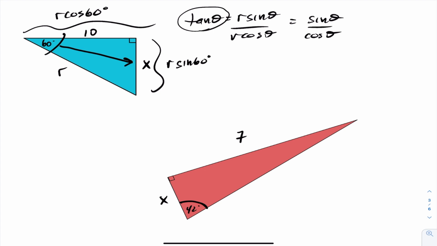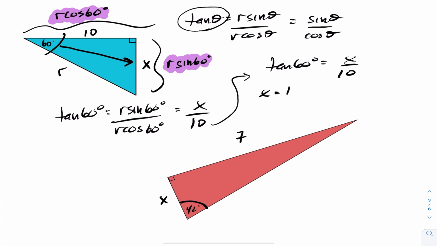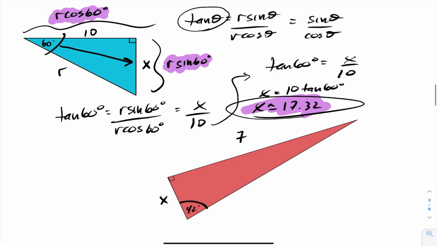So the tan ratio says here it's going to be r sine 60 divided by r cos 60 is equal to tan of 60 degrees. So the tan of 60 degrees here is going to be r sine 60 over r cos 60, which is equal to x over 10. So therefore we have the tan of 60 degrees is x over 10. X equals 10 tan of 60 degrees, which is approximately 17.32.